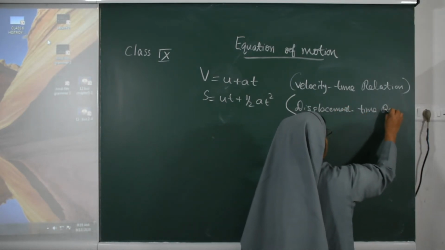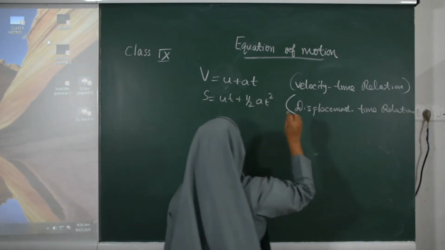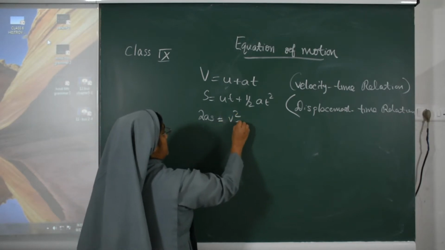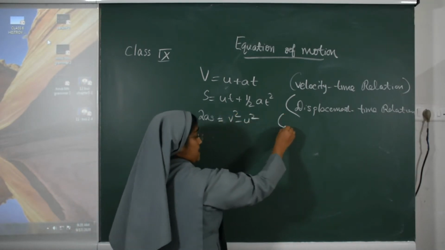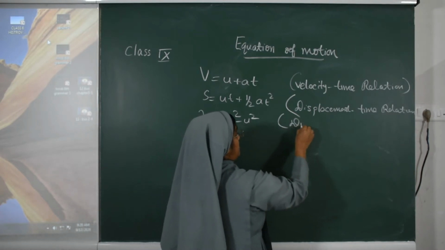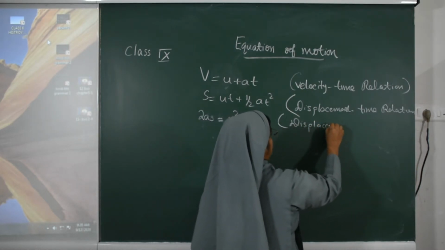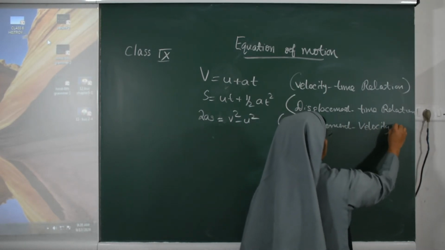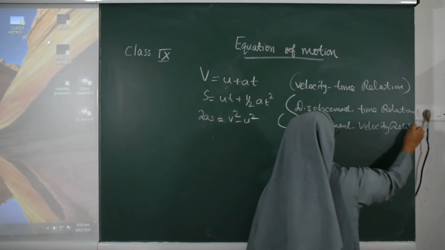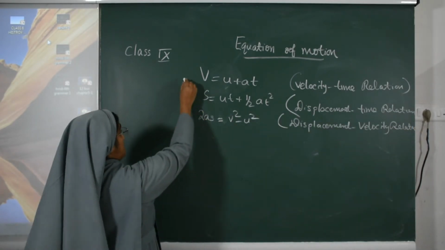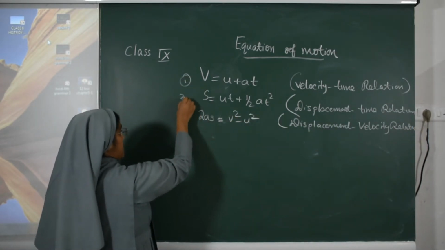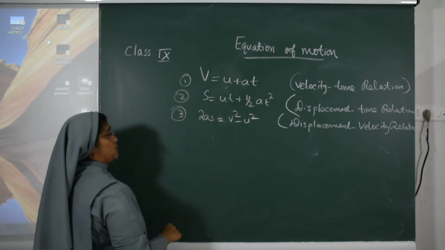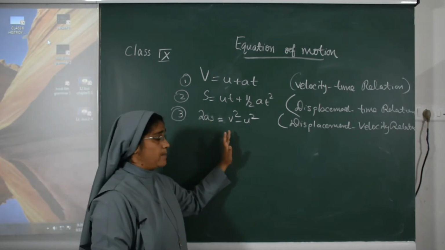Third equation is 2as = v² - u². It shows the displacement-velocity relation. So, these are the three equations. First equation is v = u + at. Second equation is s = ut + (1/2)at². Third equation is 2as = v² - u².